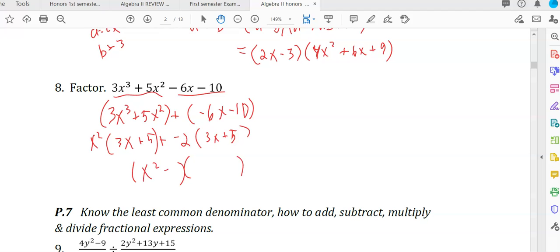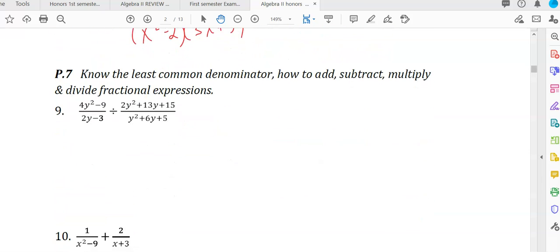X squared minus 2, 3x plus 5. I think we actually are done. X plus square root of 2, x minus square root of 2. I wouldn't expect you to go that far. You could though.